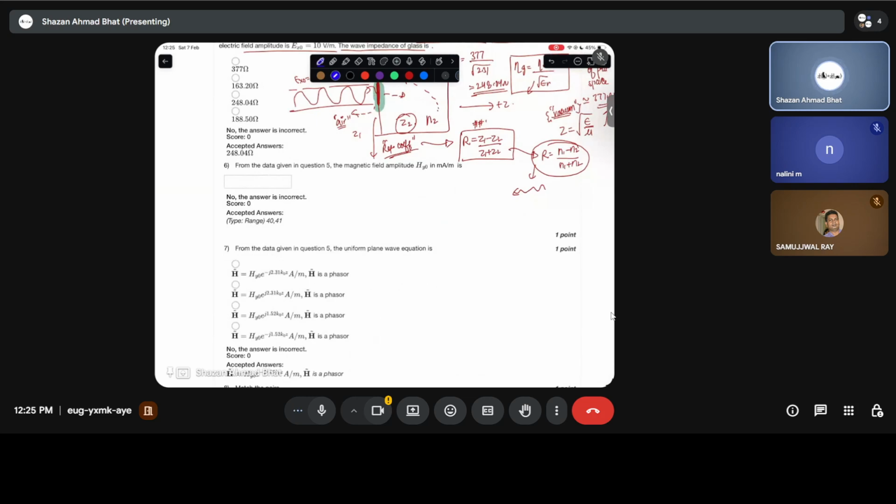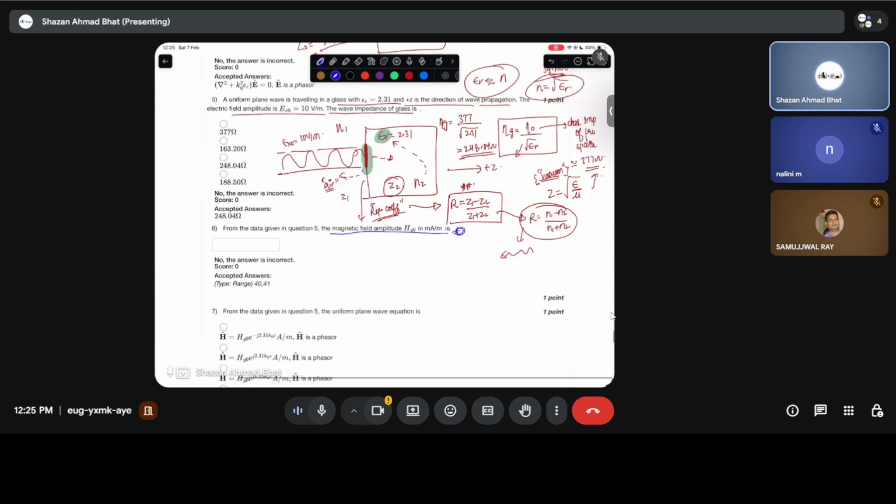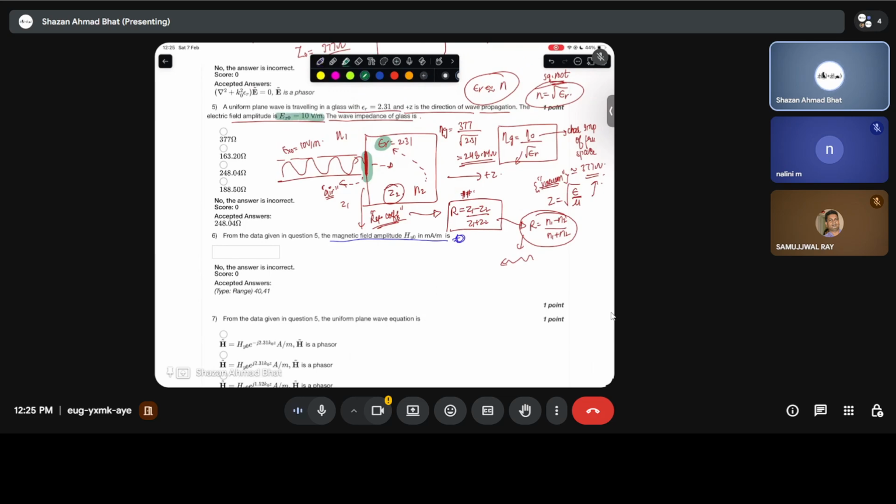Now, what is the other part? From the data, the magnetic field amplitude, in milliamps per meter, is needed. So in the previous question, we were given the electric field amplitude, but we didn't use it anywhere. Why? Because there was no use of it, and we had to simply obtain the impedance of the glass. Now we can use it.